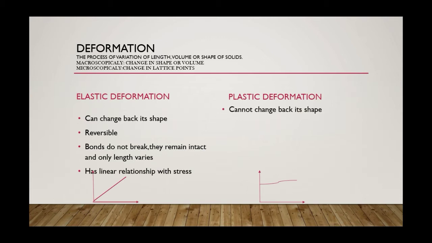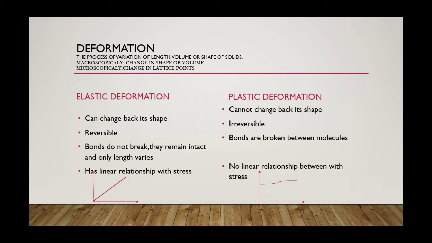In plastic deformation, the material cannot change back its shape. When some force is applied, the change will be permanent. It would not be changed back. It would be irreversible. Bonds are broken between molecules. It means the bonds between the atoms of the material are now broken. So the material won't turn back to its original shape.